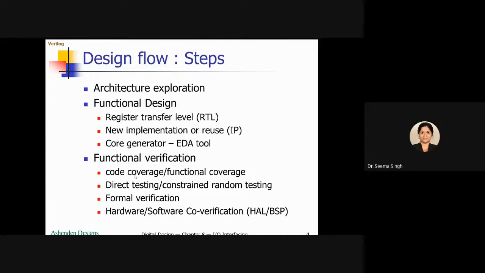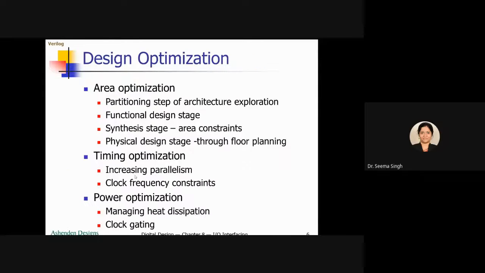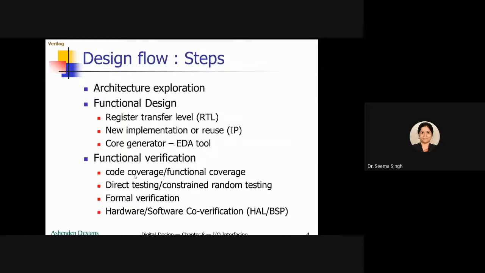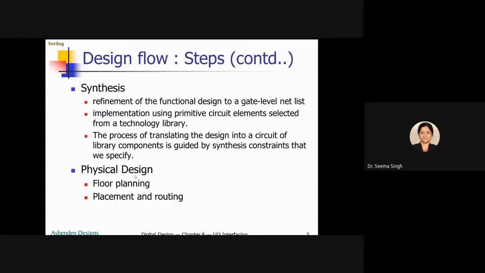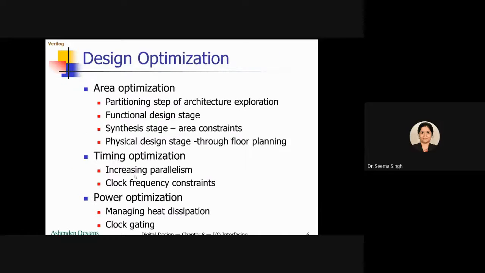Now the design flow, what all steps are involved? The steps involved are architecture exploration, which I discussed just now. After that, I will be discussing functional design, then functional verification. What comes into each one of them will be explained in detail. See, first is architectural exploration, then functional design, functional verification, then synthesis, and then physical design. And after we do this, then I will be talking about the optimization.